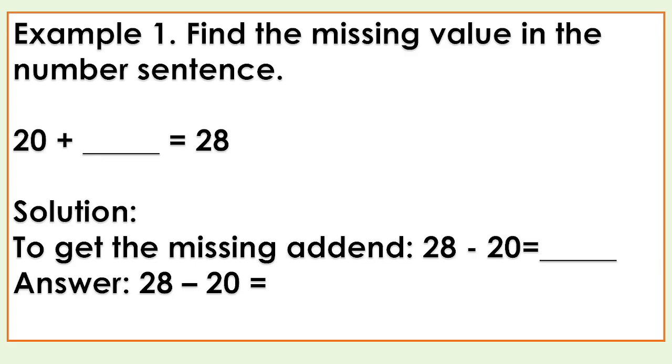Day 4. Example 1. Find the missing value in the number sentence. 20 plus blank equals 28. Solution. To get the missing addend, 28 minus 20. So the answer is 8, because 20 plus 8 equals 28.